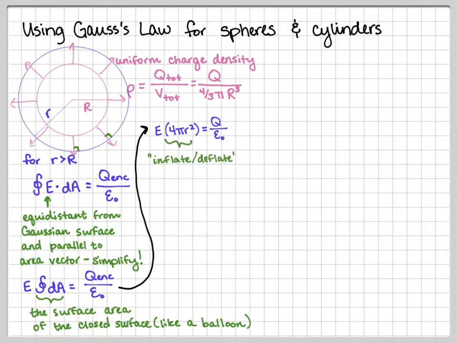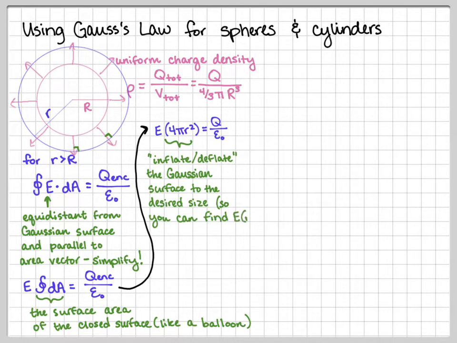Notice that for this sphere, I do use little r. So little r, the Gaussian surface, isn't anything physical. It isn't anything real. It's not tangible, right? It's this imaginary balloon that we've blown. By inflating or deflating this Gaussian surface, we can find the electric field at any distance from our actual physical object, which is kind of represented on the right side of this equation.